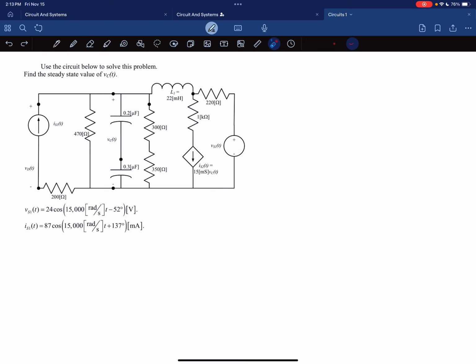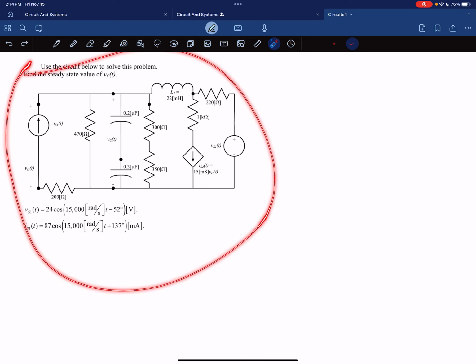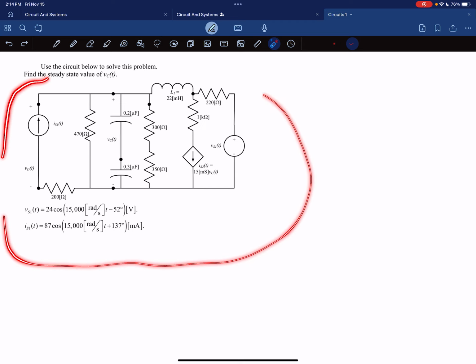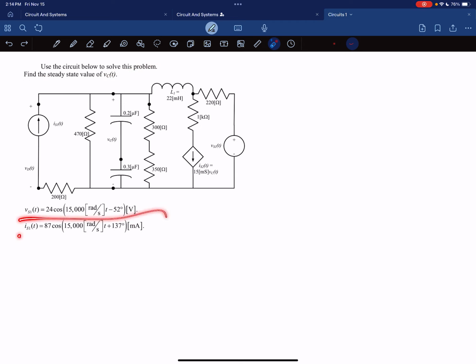Hi guys, we're going to do this circuits problem. They tell us to use the circuit below to solve this problem, so we're going to use it, of course. Find the steady state value of vC of t. So we have a circuit that is in time domain, right? It's in time domain. And we know that there is an easy way to solve this.